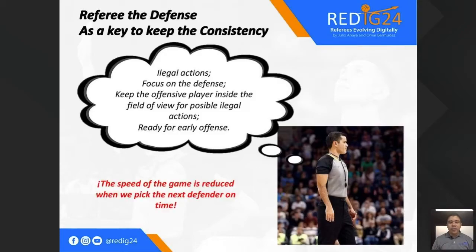The speed of the game is reduced when we pick up the next defender on time. If we are always behind, if the play begins and then we start watching, we will always be behind the play. So it won't be easy to call the contact situation properly. We'll talk during the video about why it's important to pick up that defender on time.